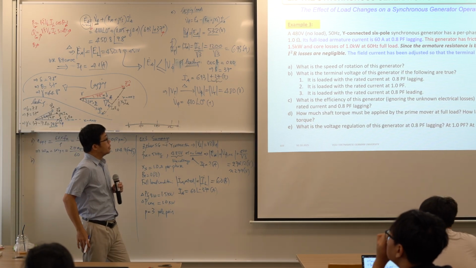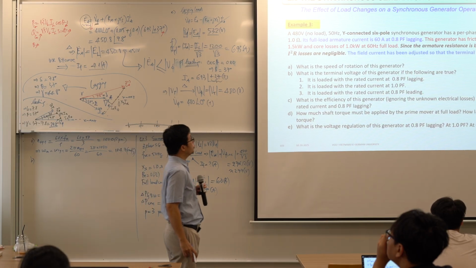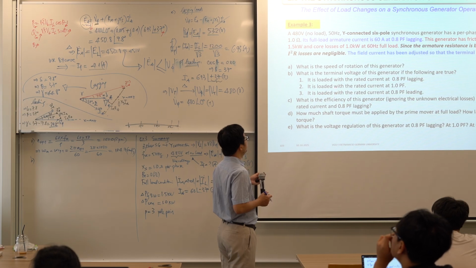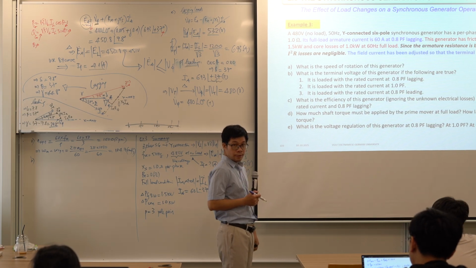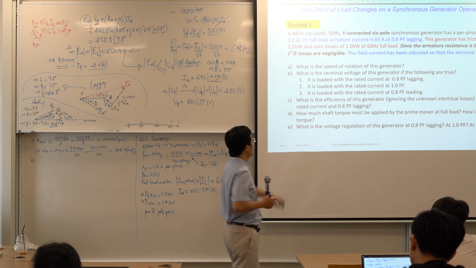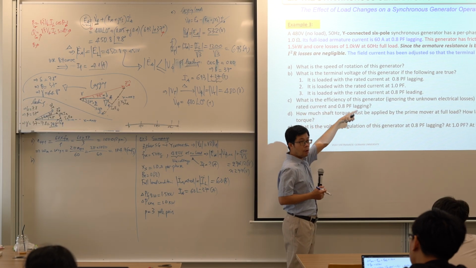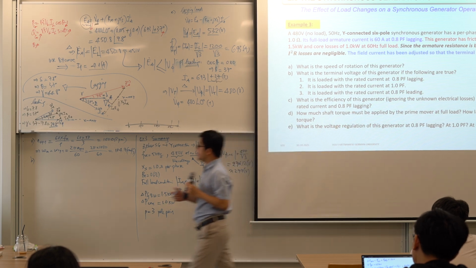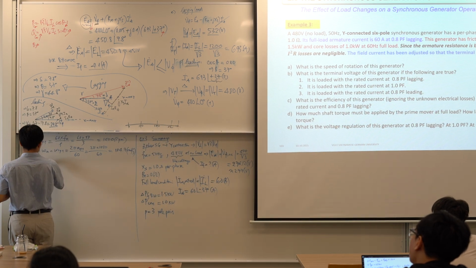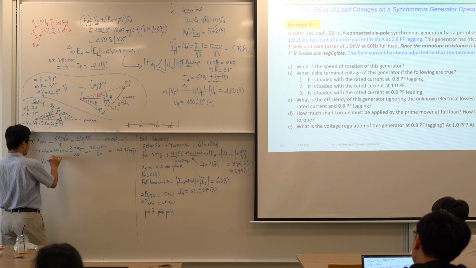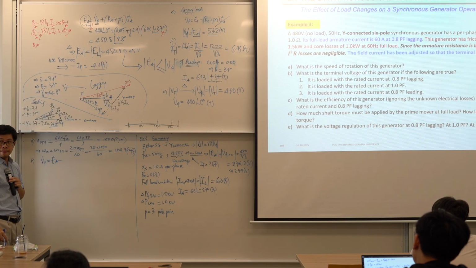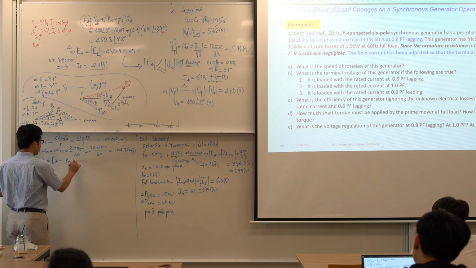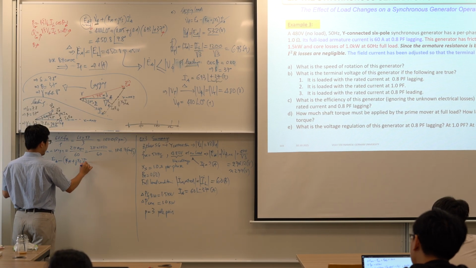What is the terminal voltage of this generator if the following are true? They require us to calculate terminal voltage. Okay, so we have terminal phase voltage or terminal line voltage. We have the general formula: V phase is EA minus, right, minus I plus JXS times IA.